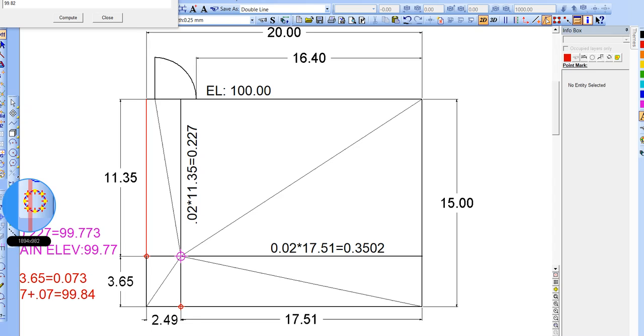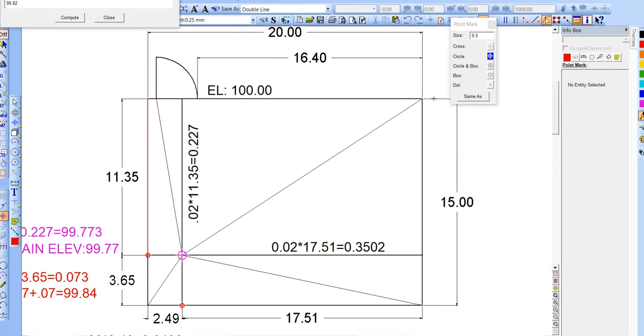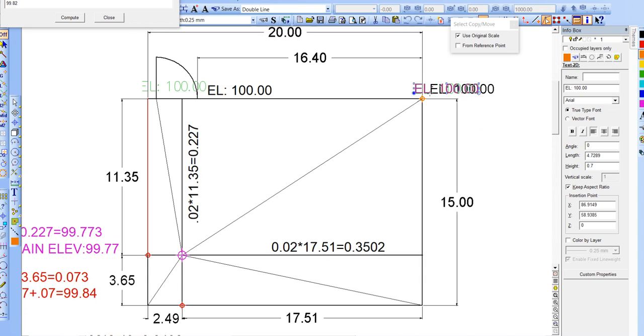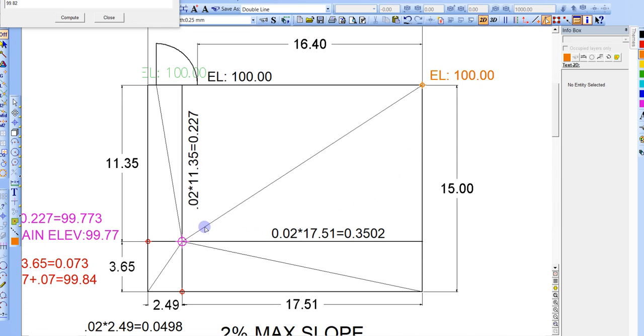Go to red. How about we make it orange? All right, and so that's T 100. All right, and then we're going to go from the drain, tools, 99.77 plus 0.35, enter, we end up with 100.12.